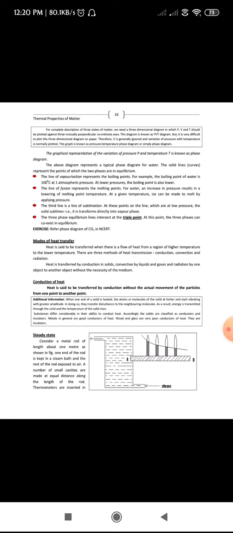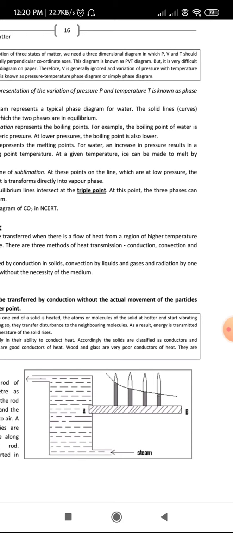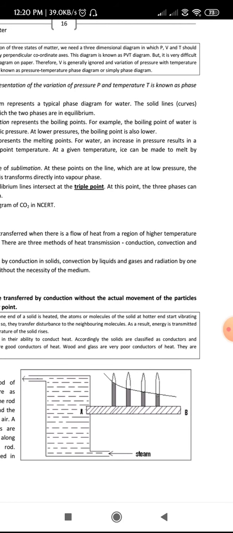Where the temperature shown by the thermometer keeps on varying. After some time, when you see the thermometers, there is no increase in temperature. You can see in the figure that thermometer 1 has more temperature compared to 2, 3, 4. Similarly, the last thermometer has the least temperature, and thermometer 1 shows the most.